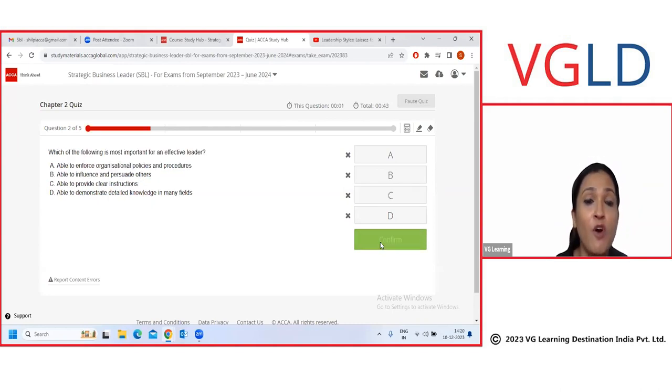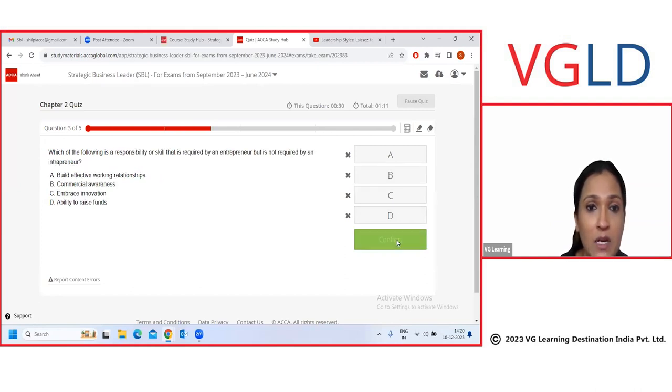Next question, which of the following is most important for an effective leader? Very quickly. What is most important for an effective leader? I will just choose the option which the majority says. Okay, I seem to be getting B as the most common answer.